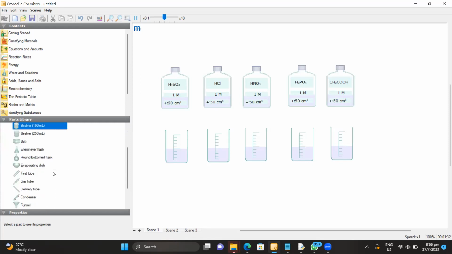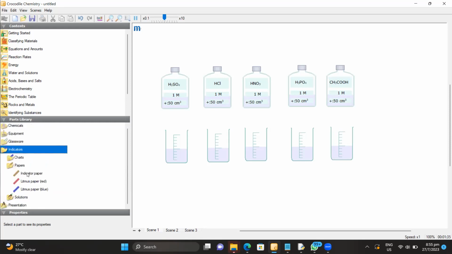Here I have phenolphthalein, then methyl orange. So all these things are there, right? That's why I said that you can virtually do these practicals alone.